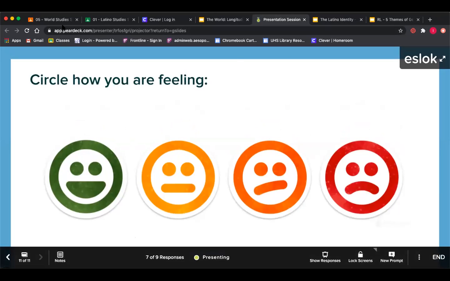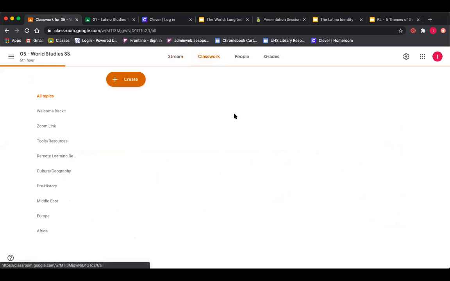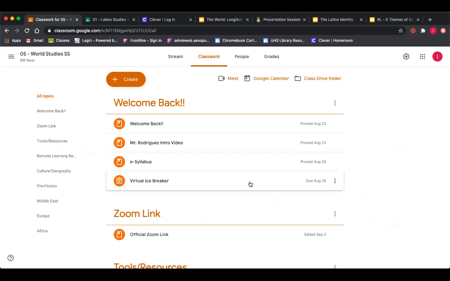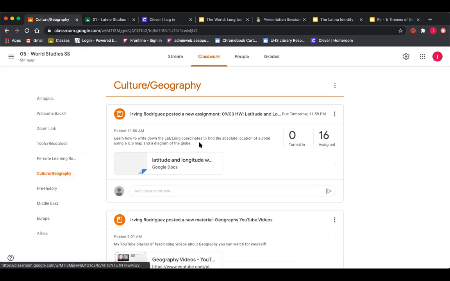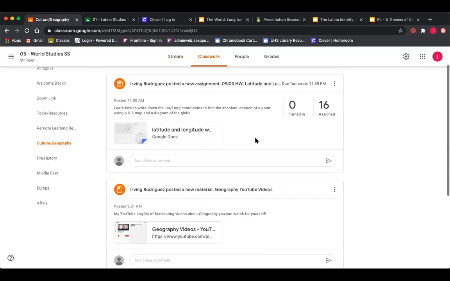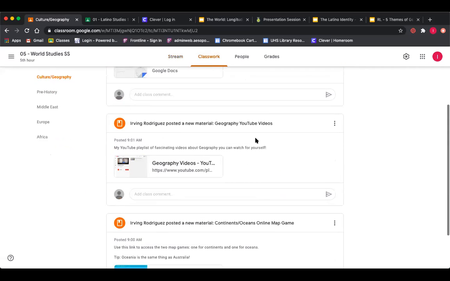If we go back to classroom, to get to stuff fairly quickly, it's always best to just click on the topics. I've already listed out all the topics for this semester. So we should be going to culture, geography. I posted the homework on here. You can take a look at that. Again, it's just practice with latitude and longitude.